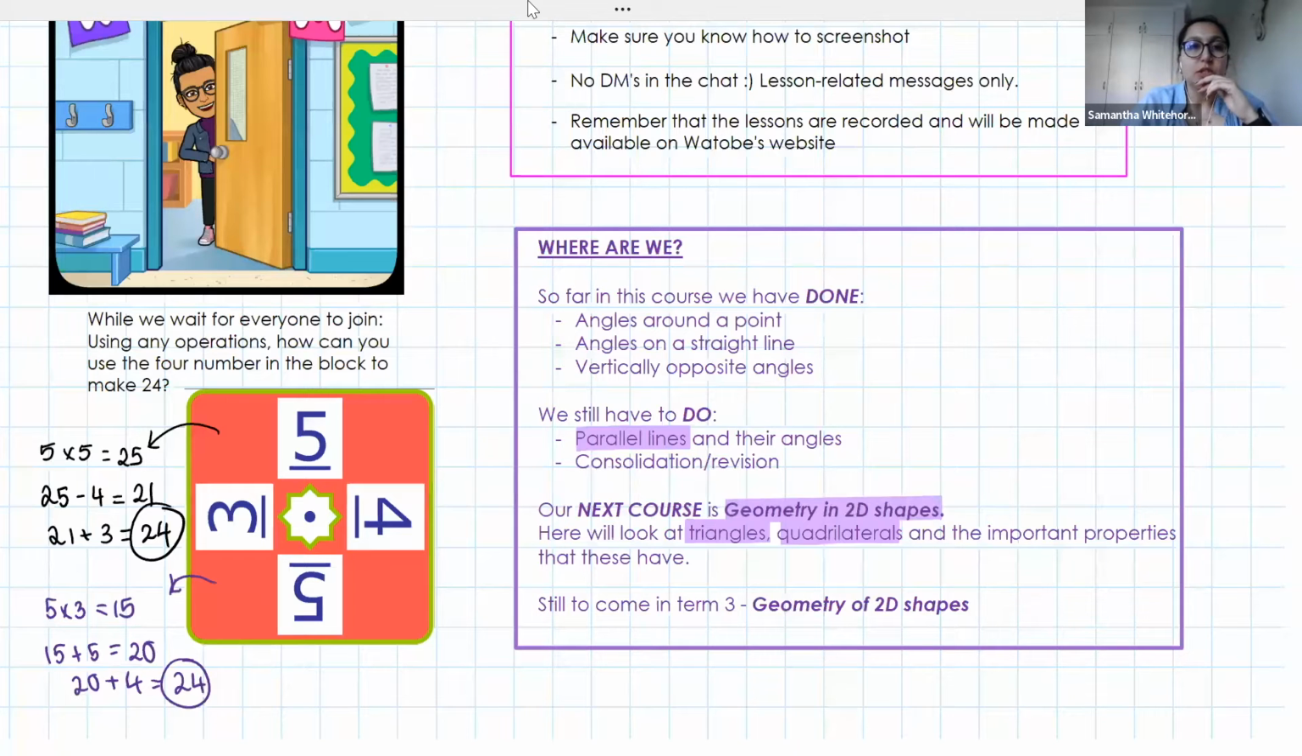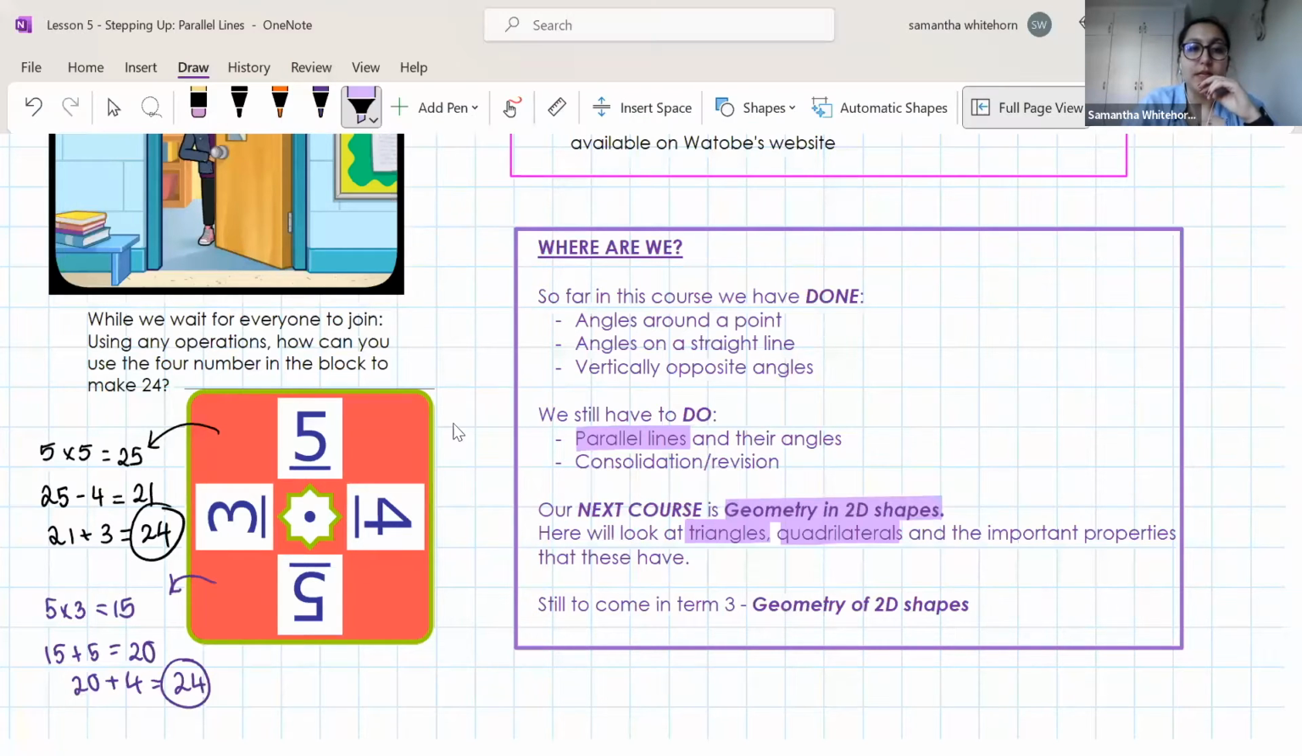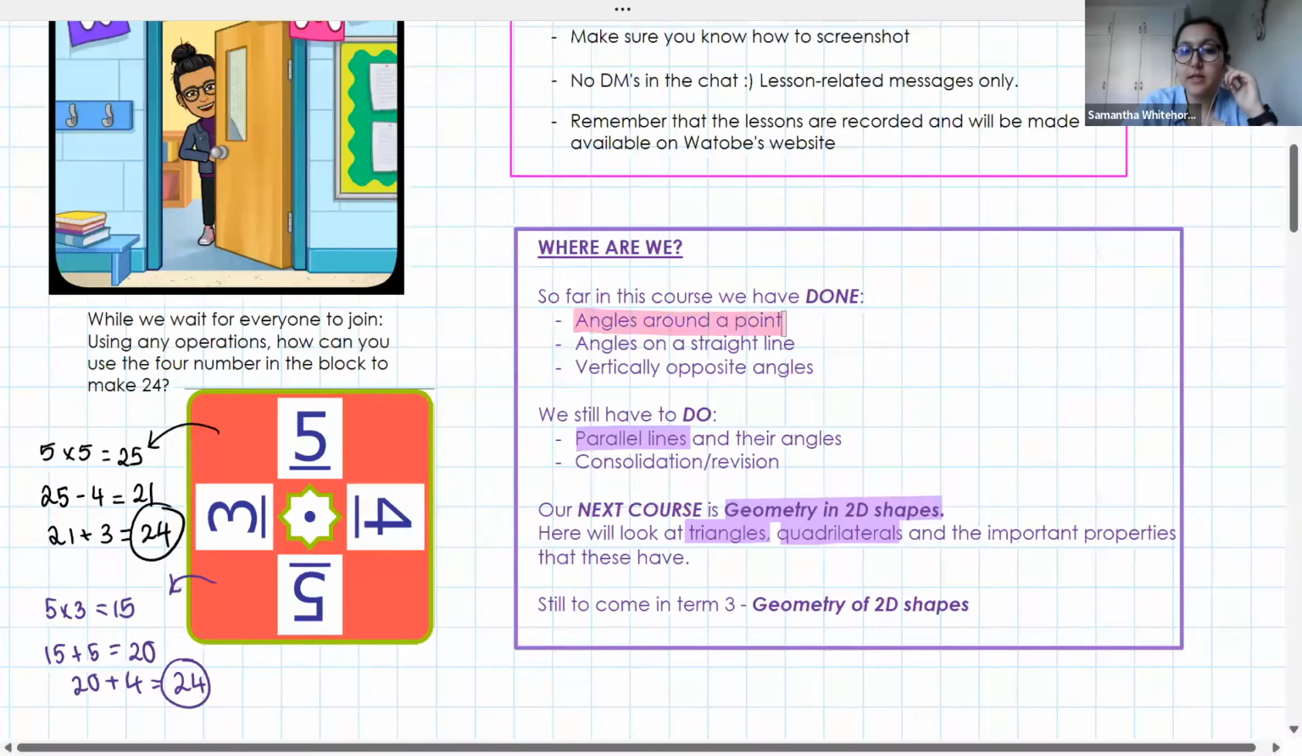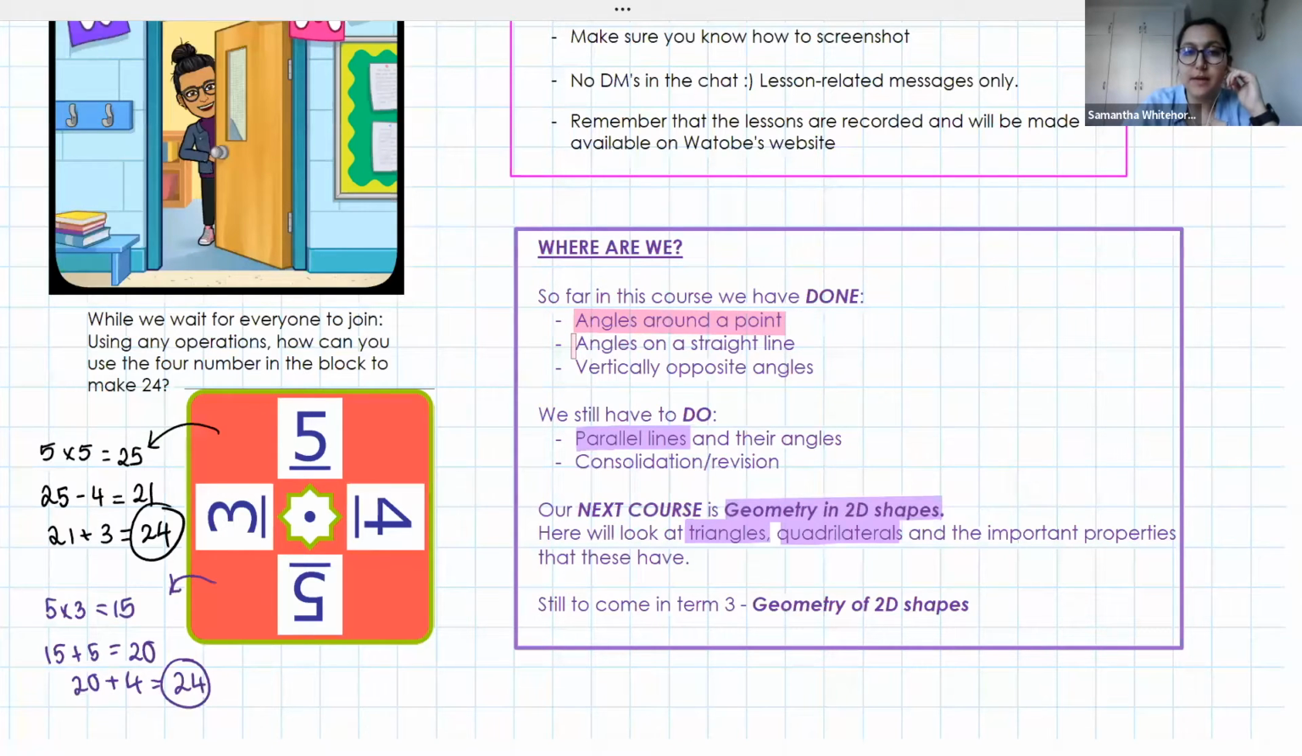So guys, if you also just look in this purple block, you'll see some of the reasons that we have already spoken about. So we have already spoken about angles around a point, the fact that all angles around a point add up to 360 degrees. We've spoken about angles on a straight line, the fact that angles on a straight line add up to 180 degrees. And we've spoken about the fact that vertically opposite angles are equal to each other.